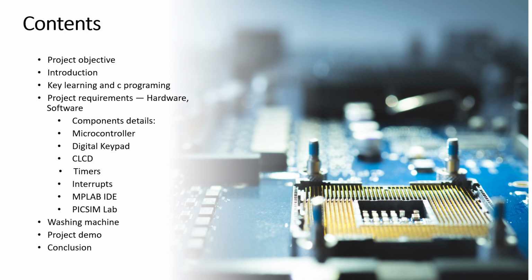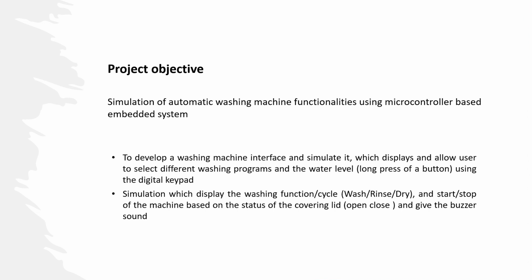So we will start from the project objective. The project objective is to develop a washing machine interface and to simulate it with a display, and allow the user to select washing programs and water level by long press of a button using the digital keypad. The simulation displays the washing machine cycle, and starts and stops the machine based on the status of the covering lid and gives a buzzer sound. Like in our normal washing machine, we always hear a buzzer sound, or we have dials to change the speed or rotation of the motor, and accordingly it works.